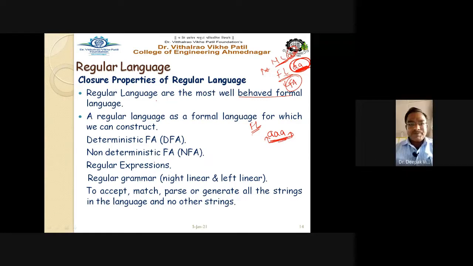Getting this part? So the meaning is that regular languages are the most well behaved formal languages. A regular language is a formal language for which we can construct, and this is very important, the DFA. We can design the non-deterministic finite automata, that is NFA, we can have the regular expression, and we can have the regular grammar. Yes, the most important aspect that we have to discuss in the coming unit is your regular grammar.